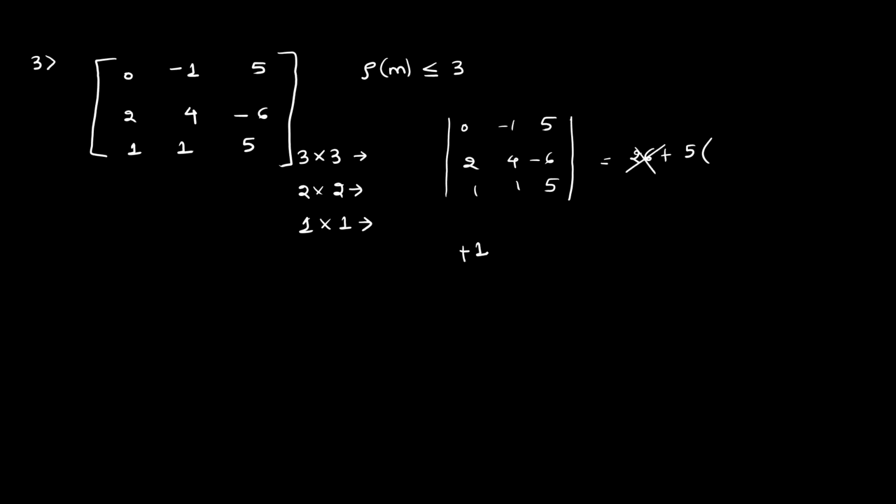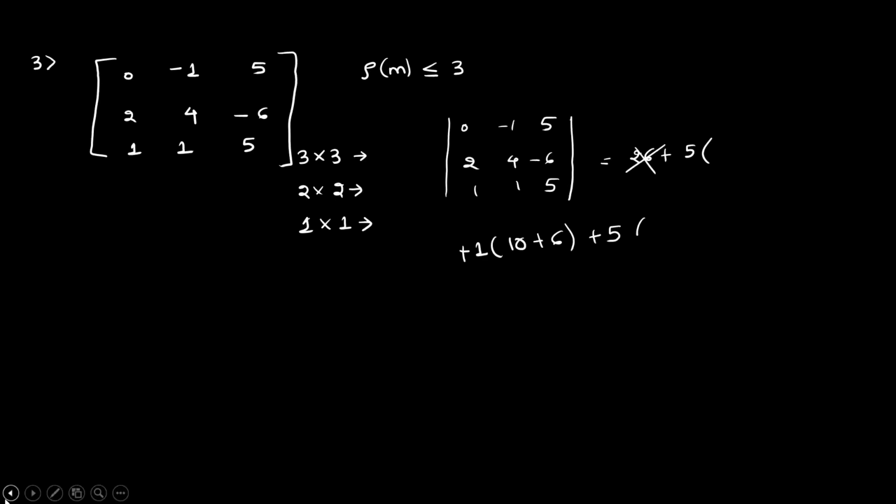Minus, plus 1 into 10 plus 6, minus 5, plus 5 into 2 minus 2 minus 2. So here the determinant is equal to 6, which is not equal to 0. So as the determinant of the 3 into 3 matrix is not equal to 0, we can say that the rank of this particular matrix is equal to 3.